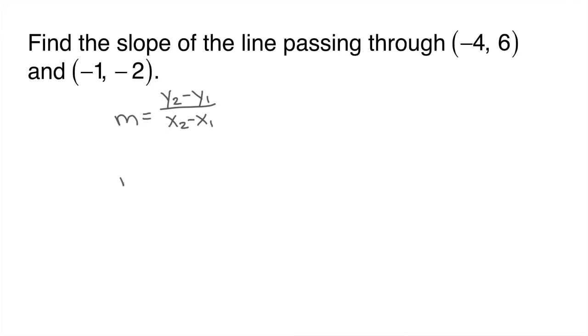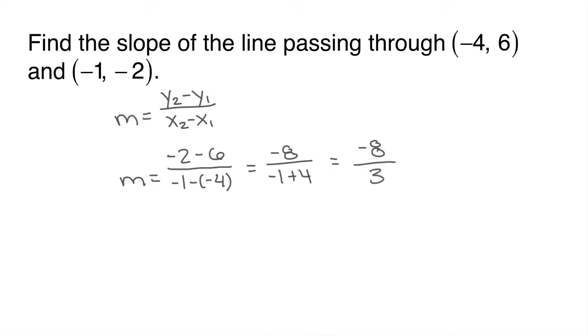So the slope of this line is equal to -2 minus 6 all over -1 minus -4. Simplifying in the numerator and denominator, -2 minus 6 is -8, and -1 minus -4 is -1 plus 4. Simplifying further in the denominator, we have -8 over 3, which is equal to -8 thirds.